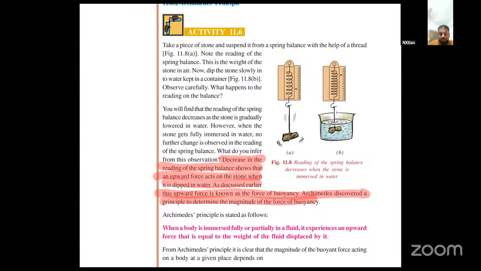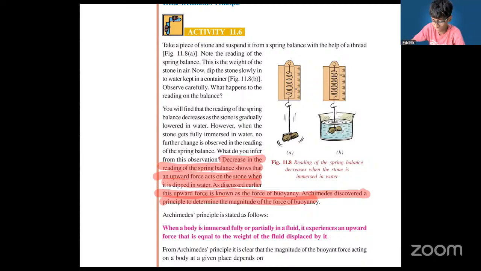Yeah. So this is basically all based on the force which is called buoyant force. Okay. And this is called buoyancy. Buoyant force is the force which is applied on the object when it is immersed in the water in upward direction against gravity. Did you understand? Yes or no? Yes, sir.